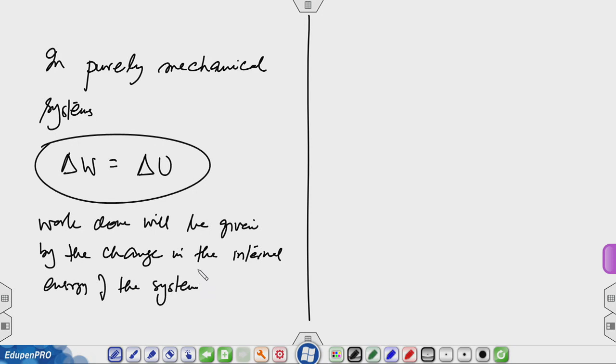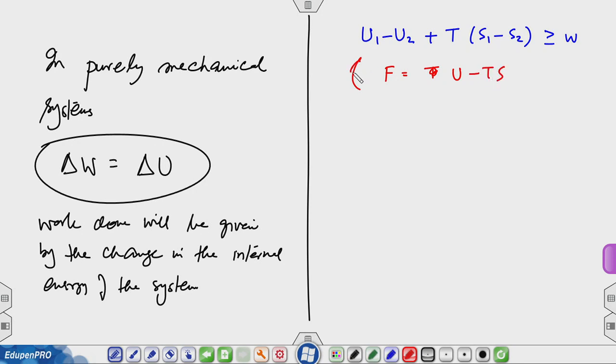Well, but what we have now is that U1 minus U2 plus T times S1 minus S2 is greater than or equal to W. Let's see if it is consistent. I have F, which is U minus TS. So F1 minus F2 will be equal to U1 minus U2 minus T times S1 minus S2. So this is minus.